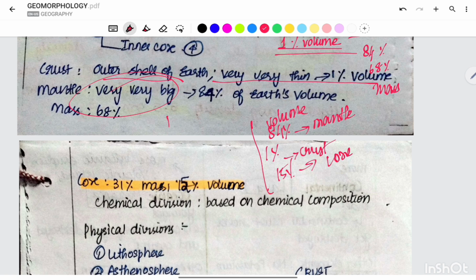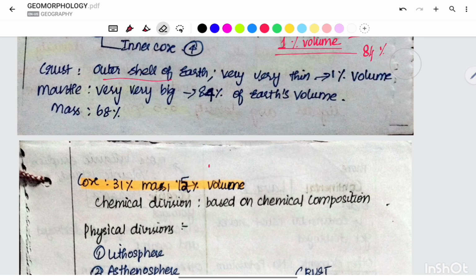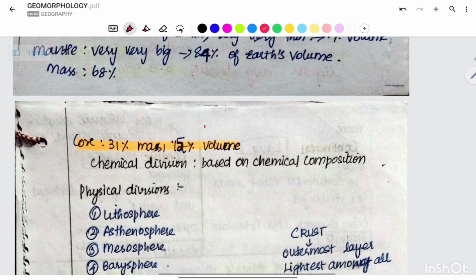Then we have the mass. So 68%. The remaining is 32%, but crust is having 1% of the mass as well. Right, so 31% is the mass of the core and 15% is the volume of the core. 15% volume, so mass is very high, therefore it is very densely packed.